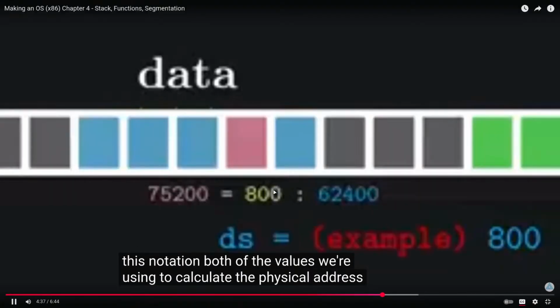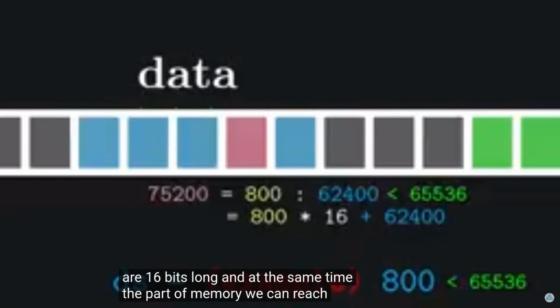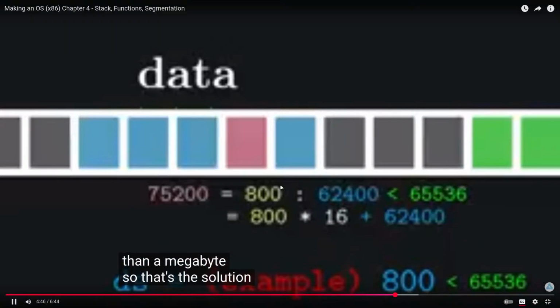Both of the values we use to calculate the physical address are 16 bits long, and at the same time, the part of memory we can reach rises by 16 times, becoming a bit more than a megabyte. So that's the solution to our initial problem.